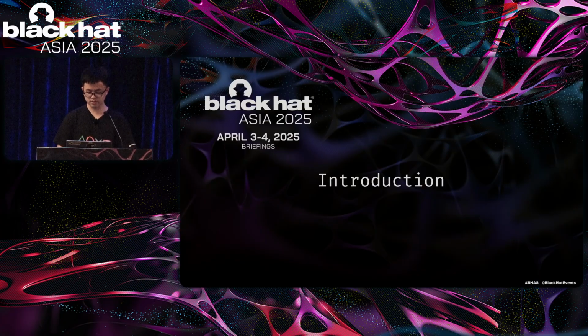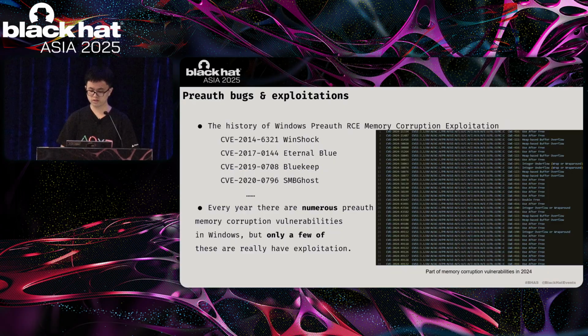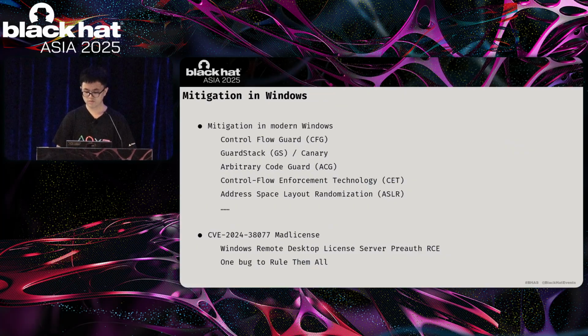Okay, first is the introduction. Looking back through the history of Windows Preauth RCE memory corruption exploitation, we can find there are a lot of outstanding exploits like Winshock, EternalBlue, BlueKeep, SMBGhost, and so on. As research continues, we filtered out the Preauth, low user interaction, network-based memory corruption vulnerabilities in 2024, and found that although there are a lot of Preauth memory corruption vulnerabilities in Windows every year, only a few of them are ever exploited in practice. There are many possible reasons which lead to the low exploit rate. The mitigation of modern Windows should be the main one.